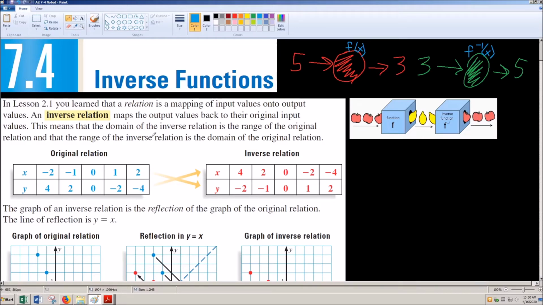So here's an example looking at an xy table. x values on top, y values on the bottom. I plug in -2, it spits out 4. I plug in -1, it spits out a 2. Plug in 0, spits out a 0, etc. So all of my y's become my x's in my inverse relation. When I put this x value in, it will spit out what my original x was. So now y's become the input. So now I'm taking my output as my input.